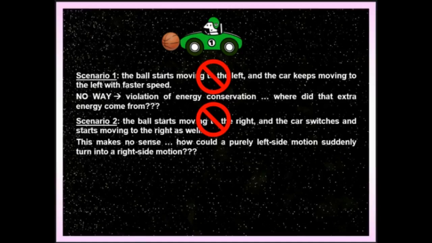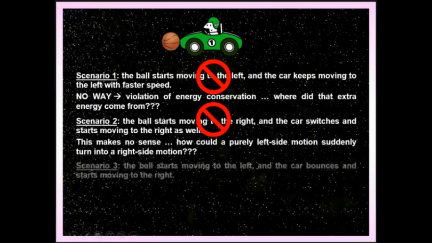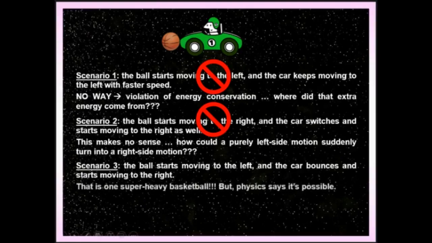Are they possible? But do they have the same probability or no? No, some of them are more probable than others. So, scenario 3: the ball starts moving to the left, and the car bounces and starts moving to the right. All right, that's one way things could happen. This one is a super heavy basketball, again, not super big, super heavy, because inertia does not depend on size, it depends only on mass, just how much matter or substance is inside of an object, not how big it is.